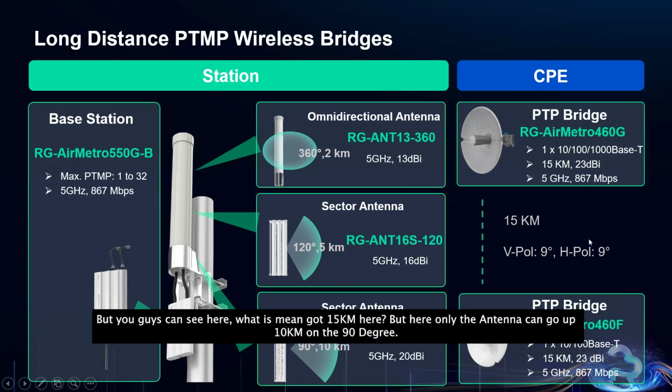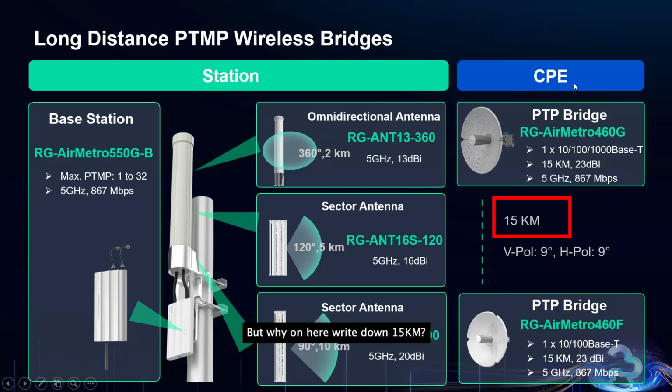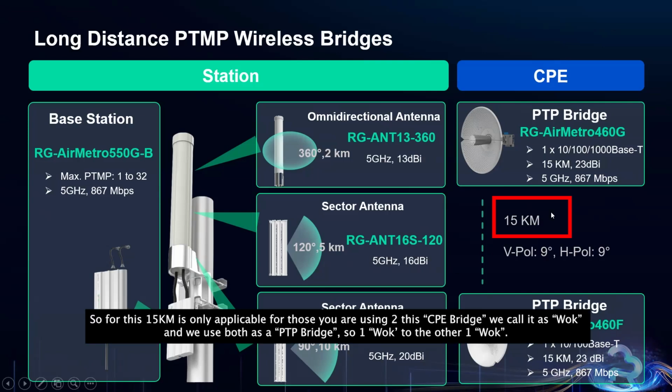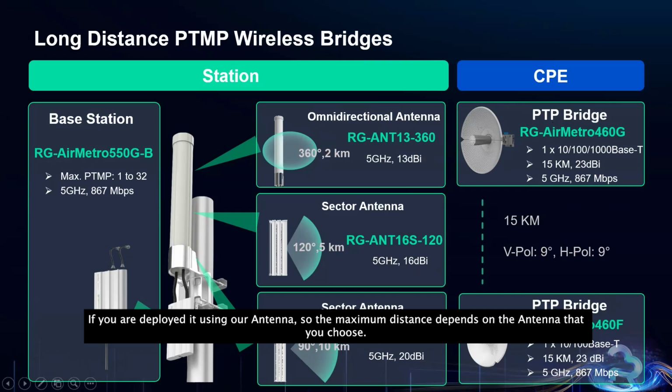But you can see here there's 15 kilometers, while the antennas only go up to 10 kilometers for 90 degrees. Why here do you get 15 kilometers? This 15 kilometers is only applicable if you are using this CPE bridge, which we call a walk, as a P2P, so one walk to another walk. If you deploy using our antenna, the maximum distance you need to take is based on the antennas.